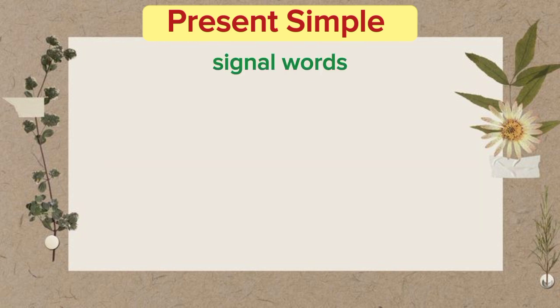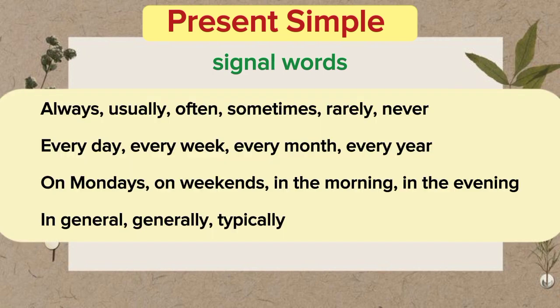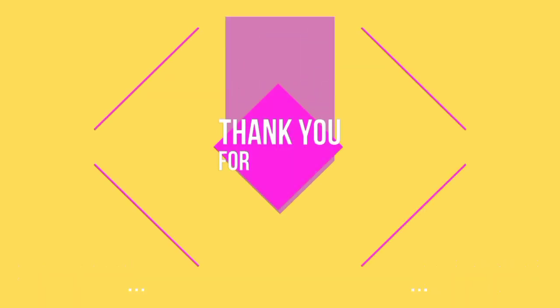Finally, certain signal words are commonly used with the present simple tense, including always, usually, often, sometimes, rarely, never. Every day, every week, every month, every year. On Mondays, on weekends, in the morning, in the evening. In general, generally, typically.